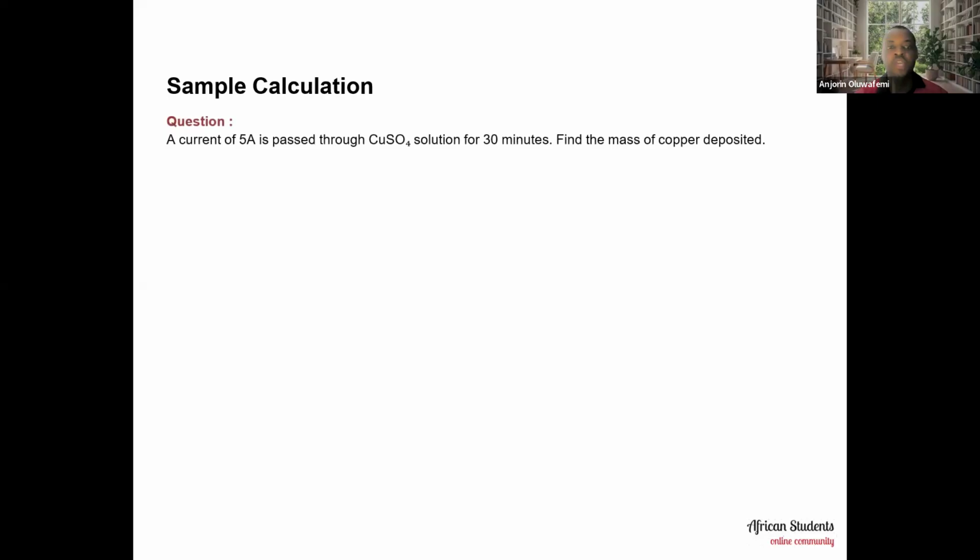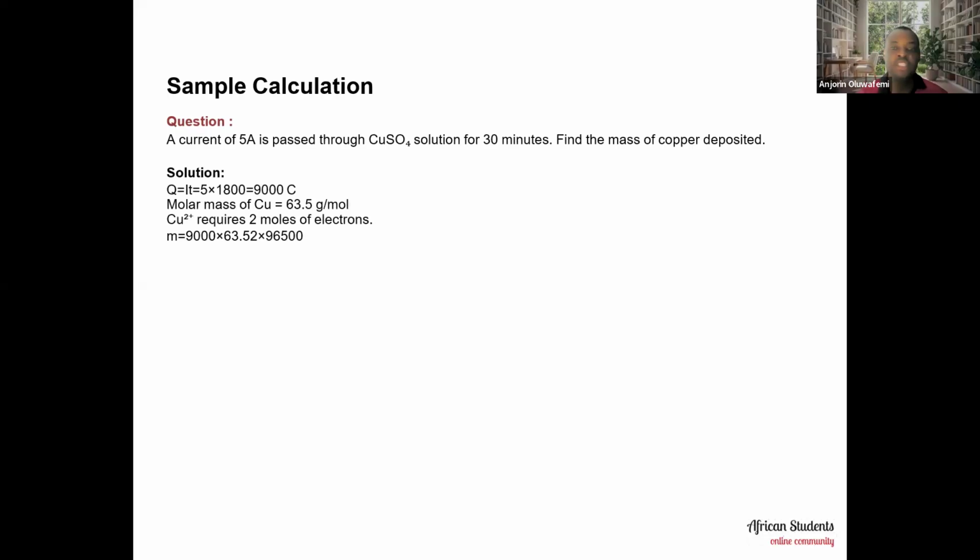Okay, let's look at some sample questions to test out some of these formulas that we have gotten. This question says that a current of 5 amperes is passed through copper sulfate solution for 30 minutes. Find the mass of copper that is deposited.